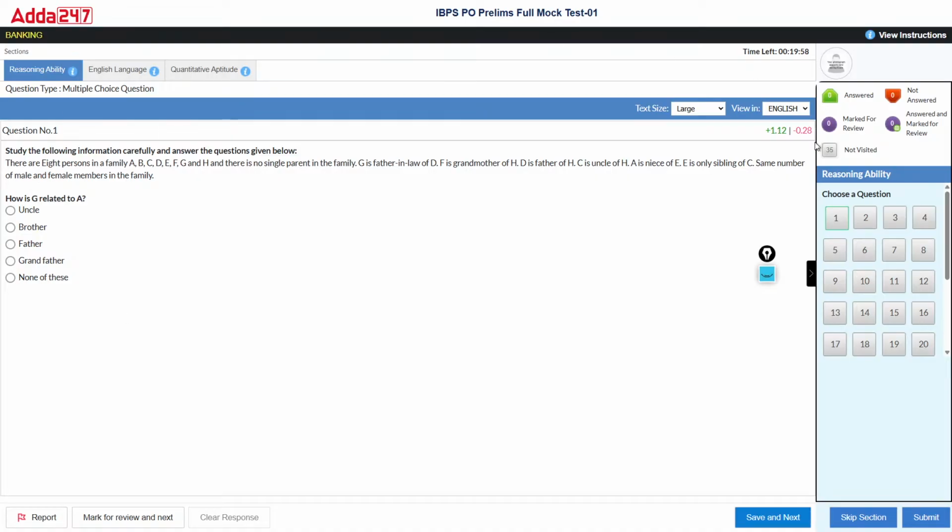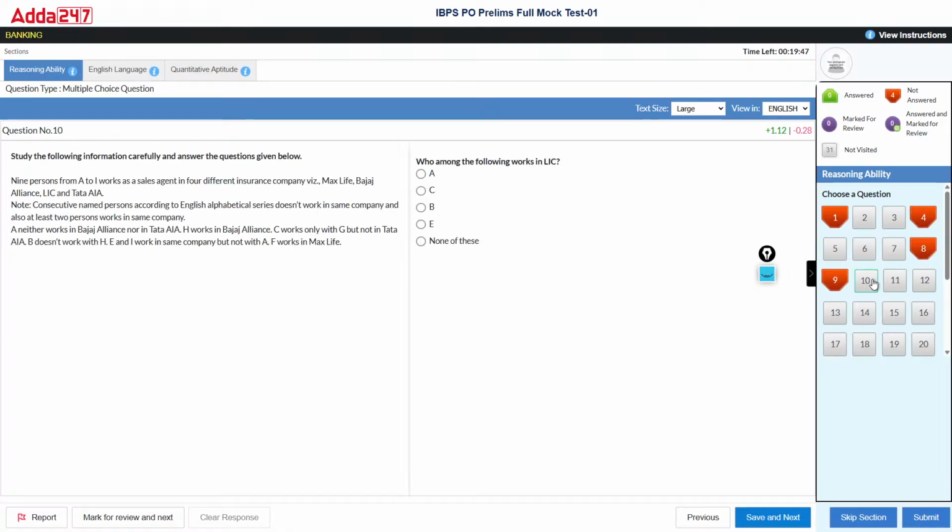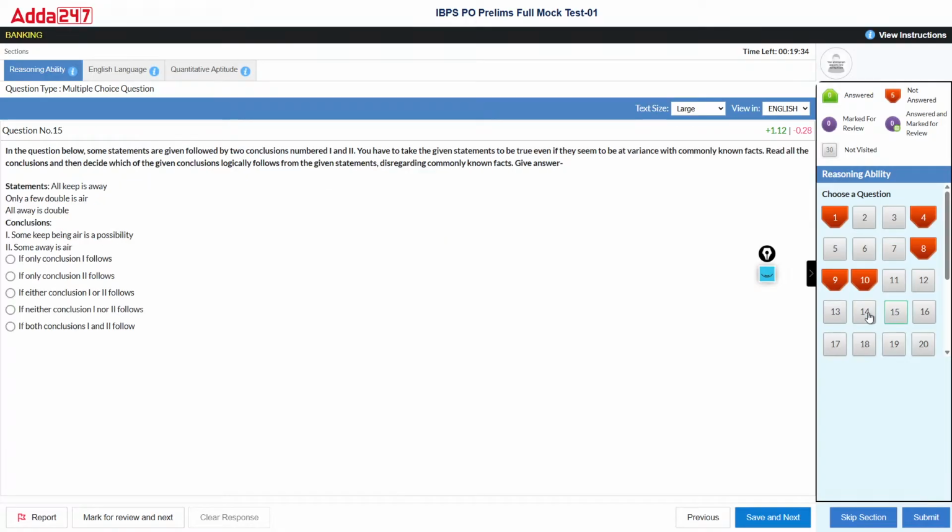Okay, the first one is reasoning. 10%, 5 floor each. Okay, plus 1 minus 1, doable. 9%, 3 different company. Okay, this is doable.